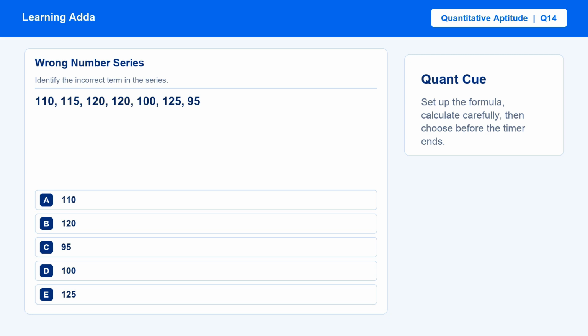Question 14. 110, 115, 120, 120, 100, 125, 95. Option A, 110. Option B, 120. Option C, 95. Option D, 100. Option E, 125. The timer starts now.